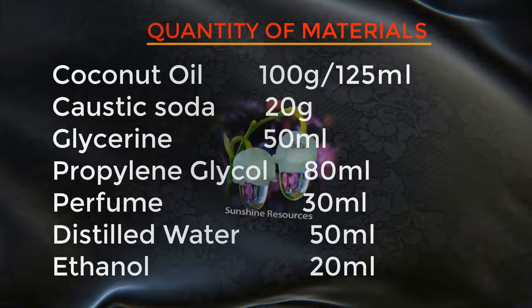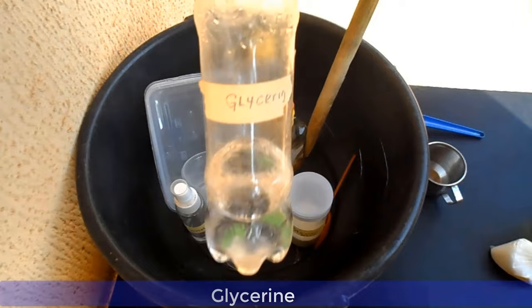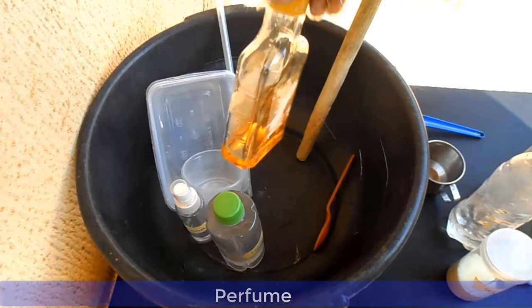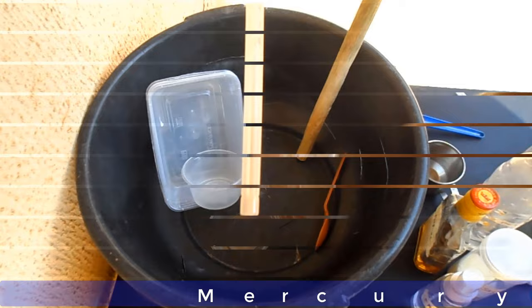Now these are the materials. This is pure coconut oil. This one here is caustic soda. This is glycerin, and then this is propylene glycol, this is perfume, and this is distilled water, this is ethanol, and this is a mercury thermometer, and these are improvised molds.